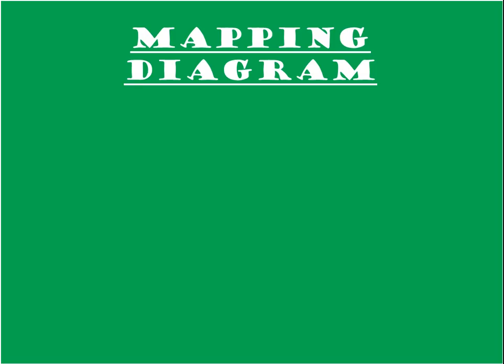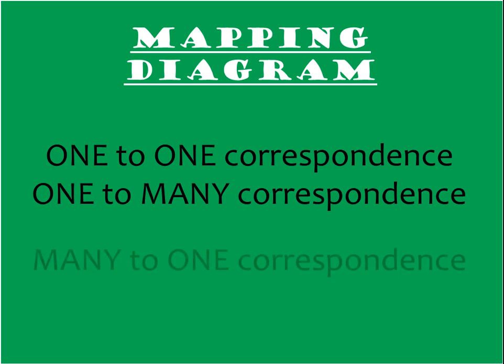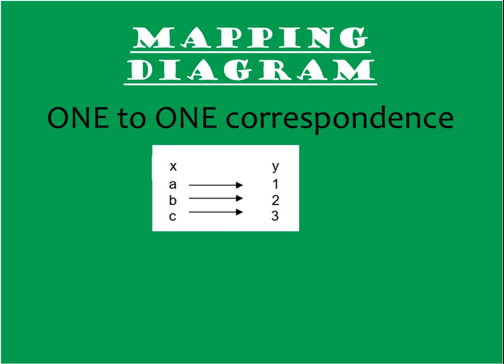Next, let's proceed to mapping diagram. Meron tayong tinatawag na one-to-one correspondence, one-to-many correspondence, and many-to-one correspondence. Let's start with one-to-one correspondence. So, as you can see, we have here the x column and the y column, having all the values of x here and all the values of y here. So, we call this one-to-one correspondence kapag yung isang element ni x related sa isang element lang ni y. So, nag-iisang element lang. B para kay 2, si C ang partner niya ay si 3.